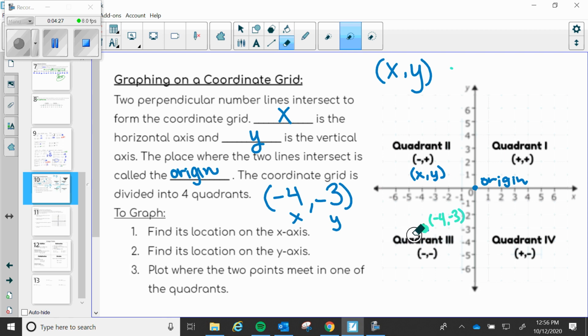You have to find it on this number line and then this number line, and then you plot where they meet. And this is how you label that point. You would put it in parentheses right next to the plot, where you just plotted it. And if you notice, it matches up. Quadrant 3 has to have a negative and a negative, and that's what it is. So that is how you plot a point on the coordinate grid.